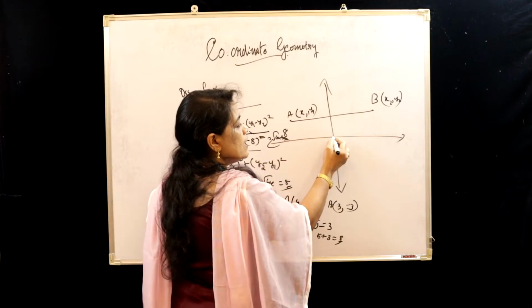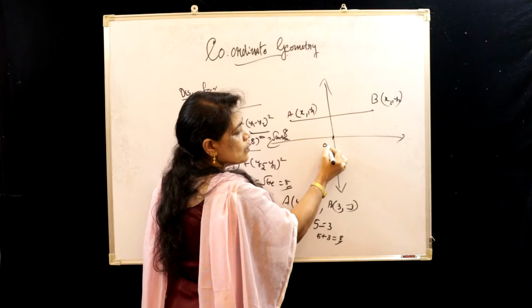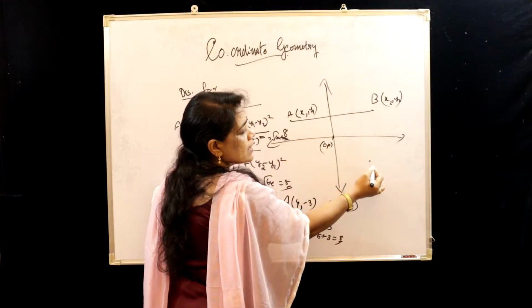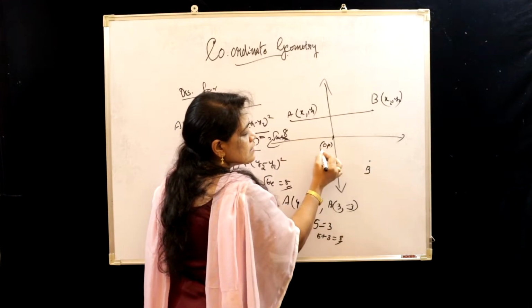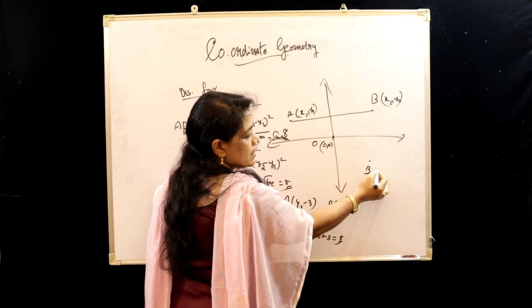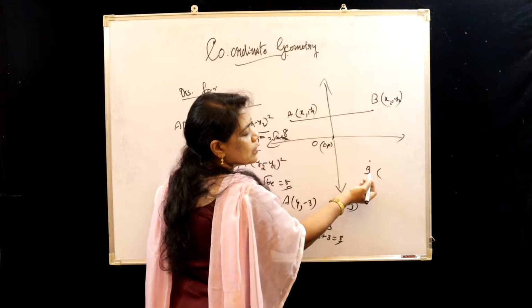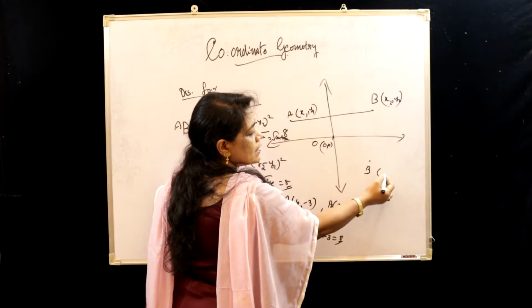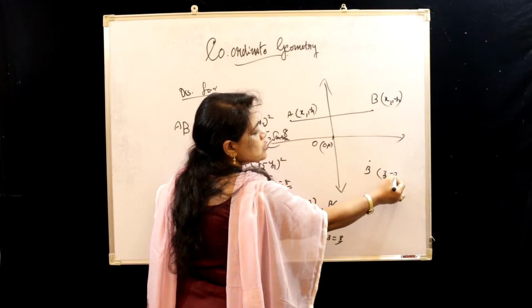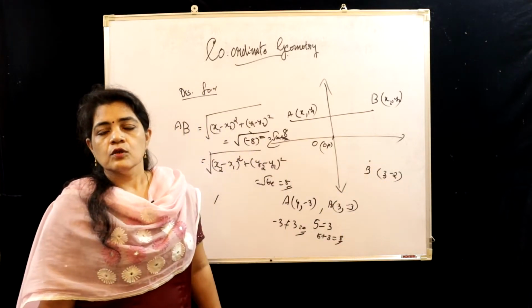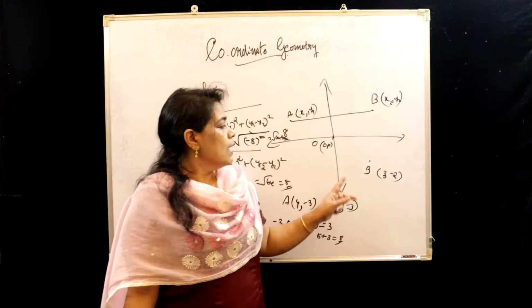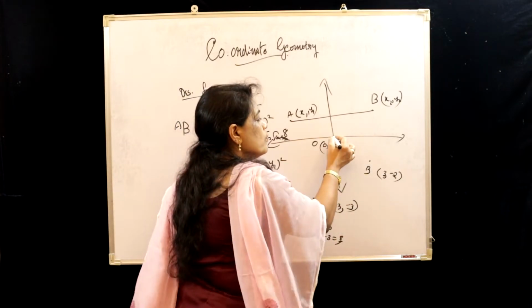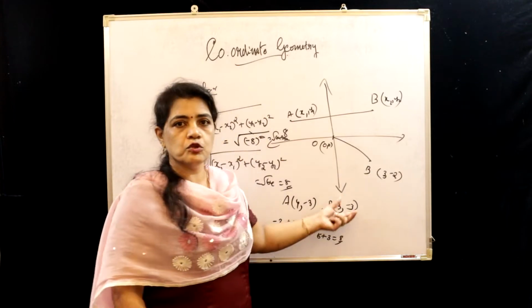Suppose I am marking here, this is the origin and its coordinates are 0, 0, and I am marking a point B here. This is the origin, this is B. Let it be in the 4th quadrant, positive and negative, that is 3 comma minus 2. So what is the distance between these points, that is OB? OB is the distance between these 2 points.